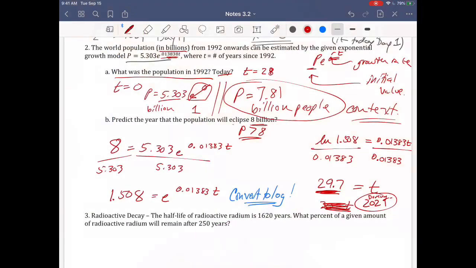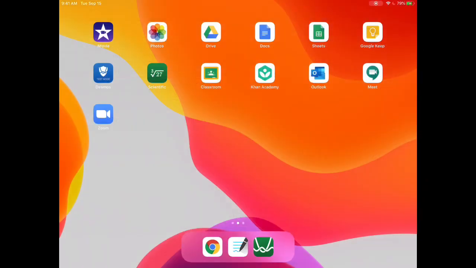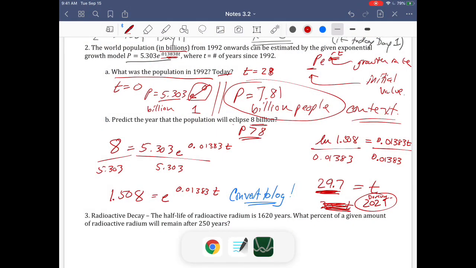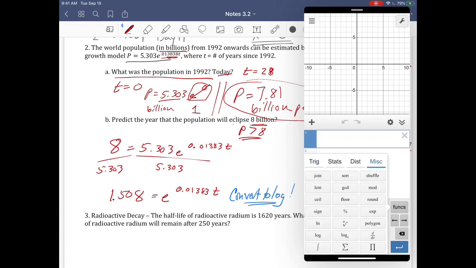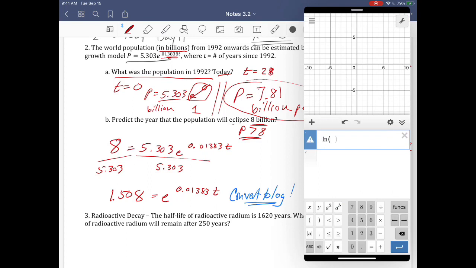So again, let's check that out on the calculator. What you want to do, so straight up evaluating it, it's pretty straightforward. The natural log of 1.508, close those parentheses, divided by 0.0138838. That's where I got my 29.7 number.